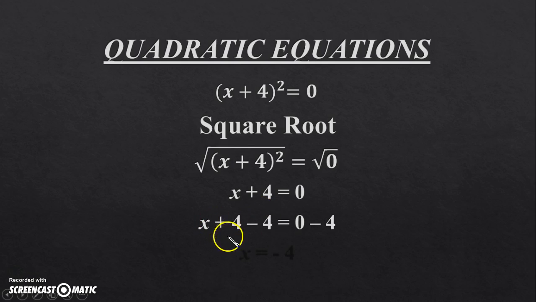So now we have x plus 4 minus 4 equals 0 minus 4. The reason for that is we want to get the 4 over here, so we subtract 4 from both sides. And 0 minus 4 is just negative 4, 4 minus 4 is 0, so x equals negative 4.